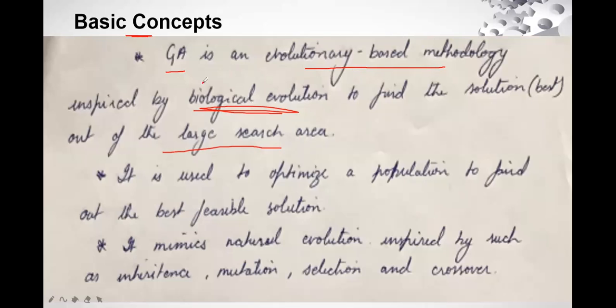That means genetic algorithm is going to mimic the biological evolution. As we have seen, the neural network was mimicking the brain, the biological brain, and here genetic algorithm is mimicking the concept of biological evolution to find the best solution. It is used to optimize a population to find out the best possible feasible solution. It mimics natural evolution, which is inspired by inheritance, mutation, selection, crossover, etc. So these are the basic characteristics, the natural characteristics of natural evolution.